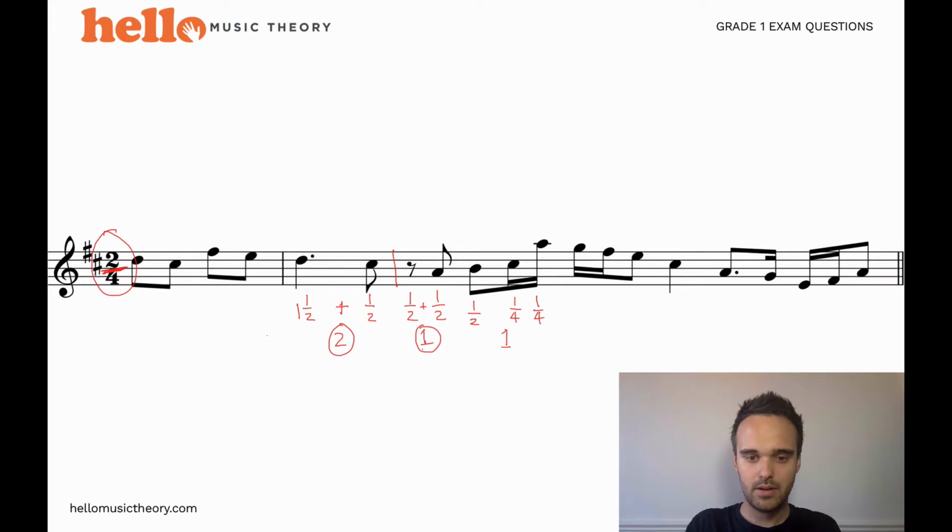So we've got 1, 2 beats, which means that we can write in a bar line just here. Not long to go. Let's keep moving on. Again, we've got 2 semiquavers, which are worth 1/4 of a beat each, and then we've got a quaver, which is worth half a beat. Oh, sorry, let me rub that out. So 2 quarters plus a half equals 1 whole beat.